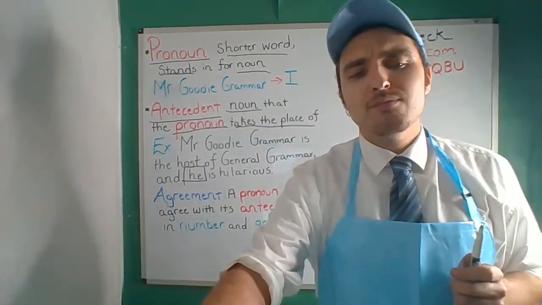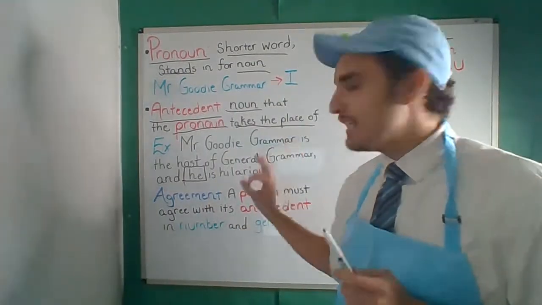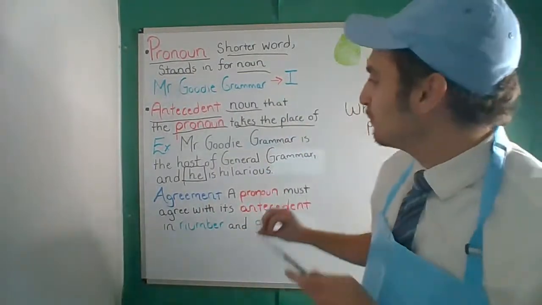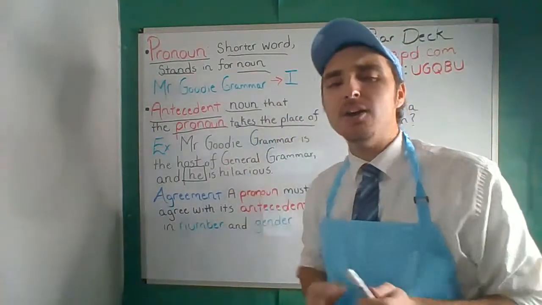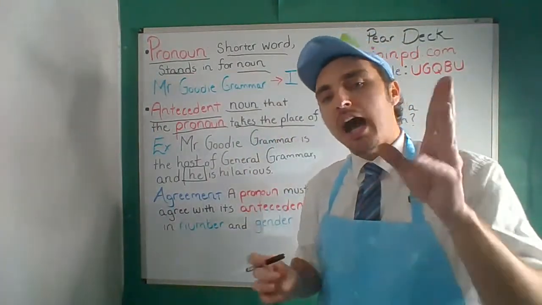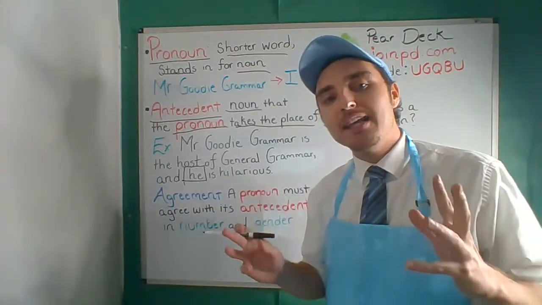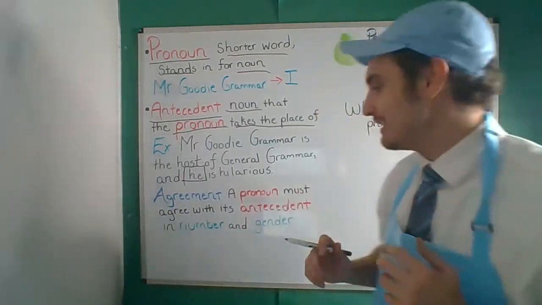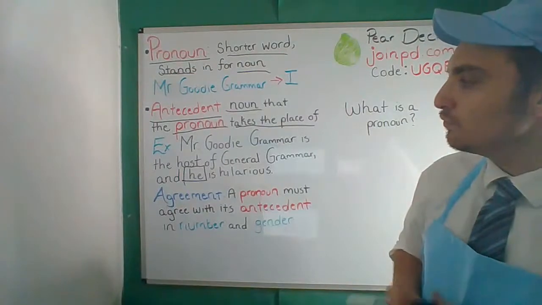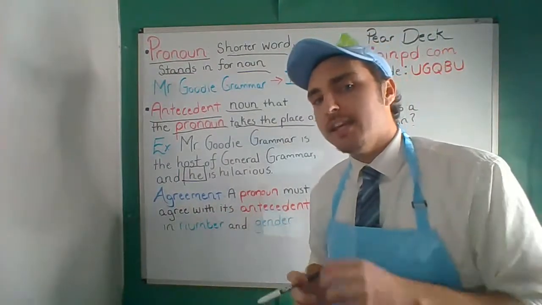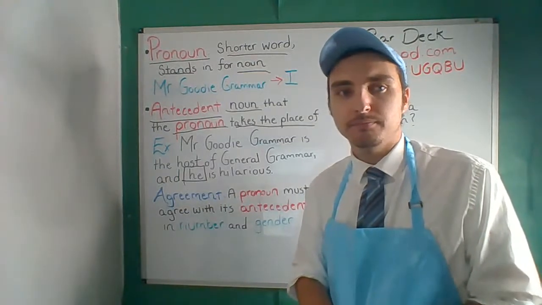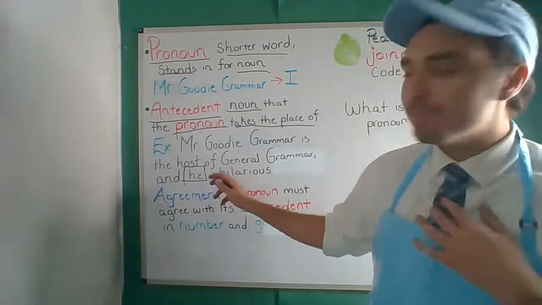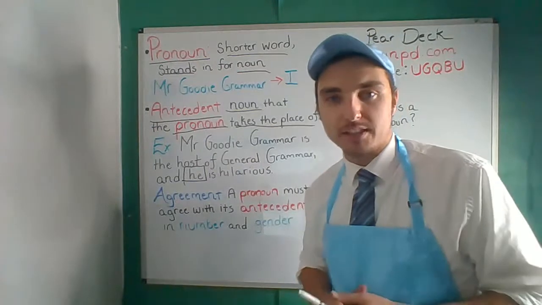Now, let's even dig deeper with this same sentence. Mr. Goodie Grammar is the host of General Grammar, and he is hilarious. I want you now to find the antecedent for he. What did he take the place of? What did the pronoun he take the place of?